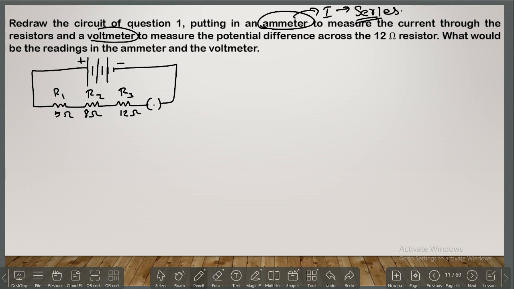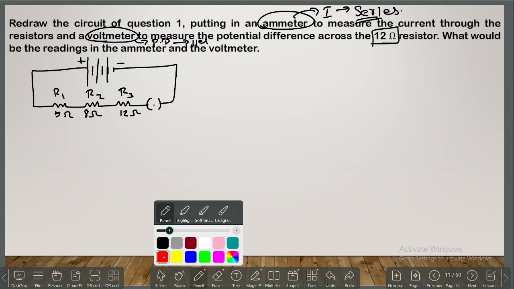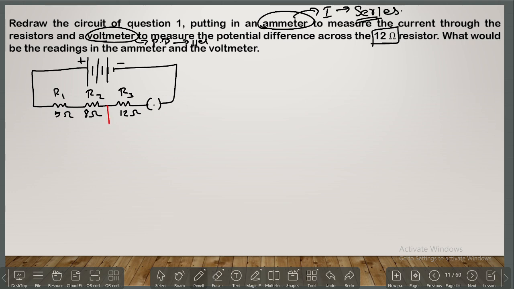For what purpose are we using the voltmeter? In order to measure the potential difference, and this needs to be connected in parallel. That too, they are specifically asking across the 12 ohm resistor. So which one is the 12 ohm? R3 is the 12 ohm. Across the ends of R3 we need to connect the voltmeter, and this needs to be plus and this needs to be minus.